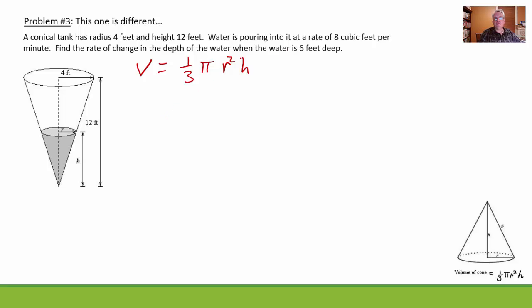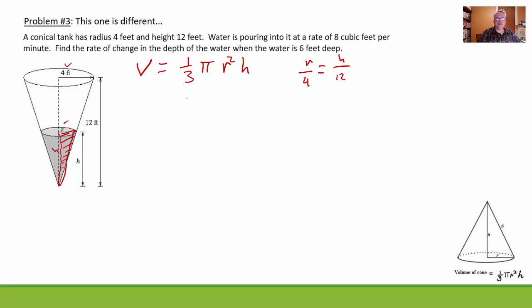Now, just like all the other problems, we need a relationship between r and h. This time we're going to get it from similar triangles. See this triangle I'm kind of shading here? This triangle right here is similar to this bigger triangle here. So the side that's length r matches the side that's 4. So r over 4 equals h, that's this side over here, over 12. Okay, so remember, matching sides of similar triangles are proportional. r over 4 equals h over 12.